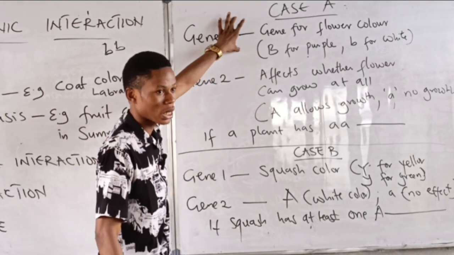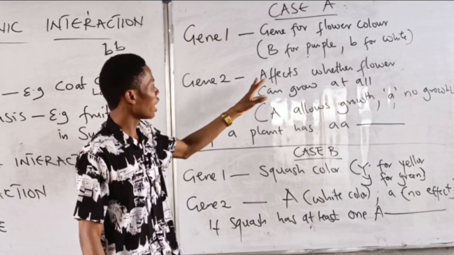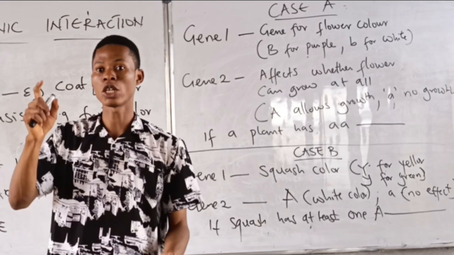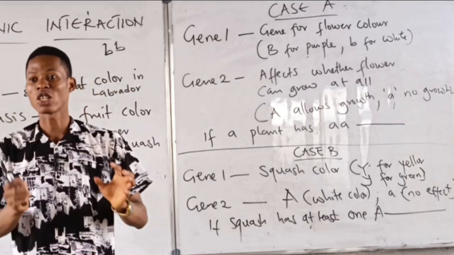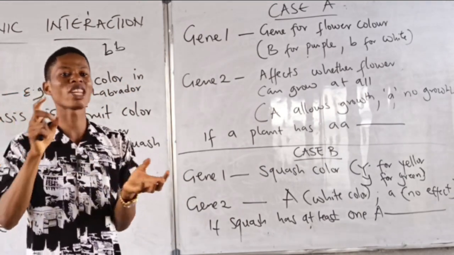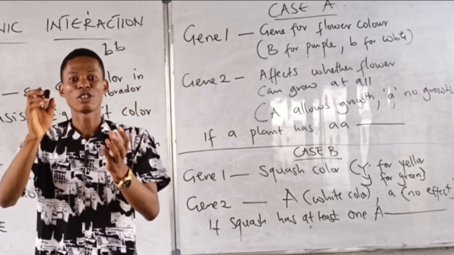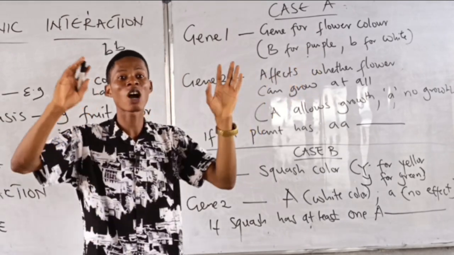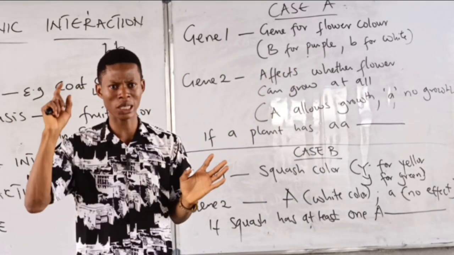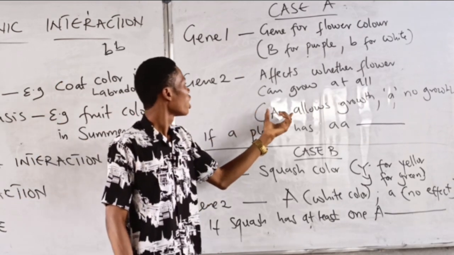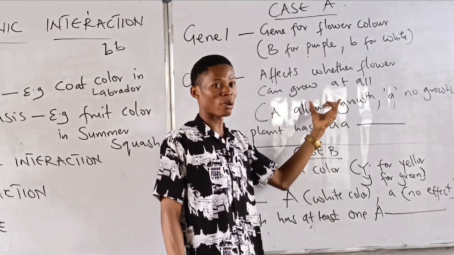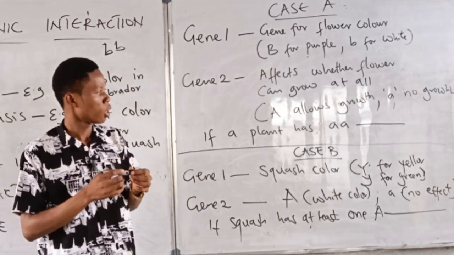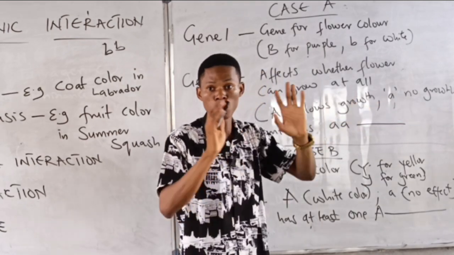But what if that same plant has another gene, and that gene affects whether a flower can grow at all or not? That is, there is one gene that codes for flower color, and there is another gene in that plant that regulates flower growth. That is, whether the flower can grow at all or not. Do you understand what I'm trying to say? Now, A allows growth. That is, if the plant has at least one A, the flower will come out, is it not? Yes. But if it has the small a, there will be no growth, is it not?